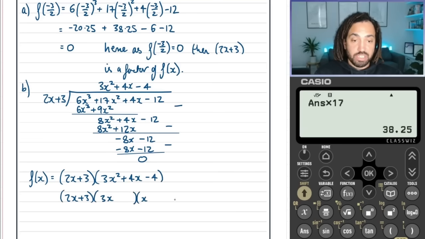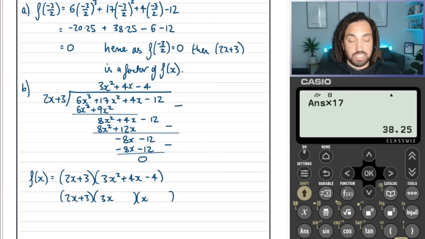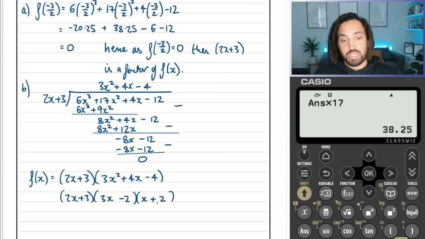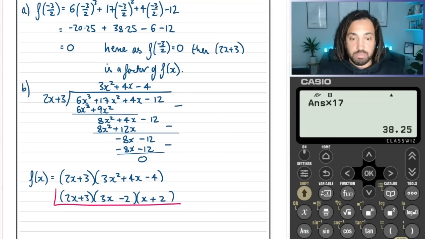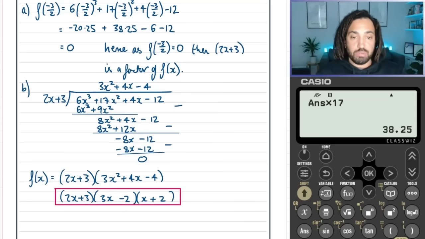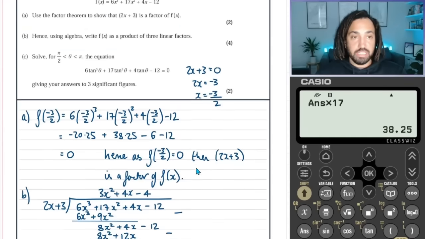So by inspection, we're going to assume it's 3x and x, and we're going to get minus 2 and plus 2. So that will be plus 2 because that will give us then 6x. And if that's a minus 2 in there, take away 2x from 6x gives us the 4x. Perfect. Okay, so that's us splitting it up. Perfect, so that is our final answer. So I'll box that up. And then we will move on to part C.